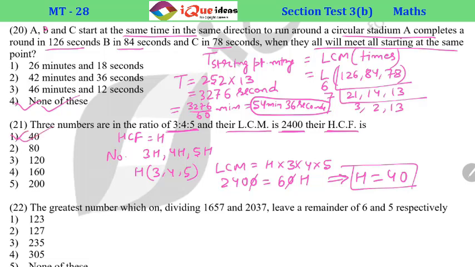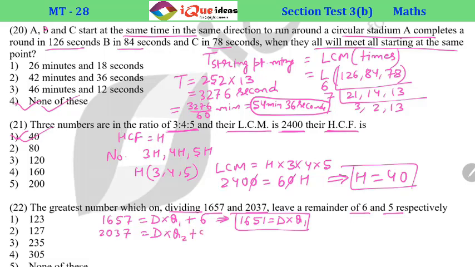Okay. Now the next one: greatest number which on dividing 1657 and 2037 leaves a remainder of 6 and 5 respectively. Alright, so here we have one number as 1657 that is equal to a divisor D into some quotient plus remainder 6. So if I take 6 on the other side, we'll get 1657 minus 6, that is 1651, equal to D into Q1. Similarly the other number 2037 is also equal to the same divisor into some other quotient plus remainder 5. If I take 5 on the other side, we get 2037 minus 5, that is 2032, equal to the same divisor into a quotient, right?